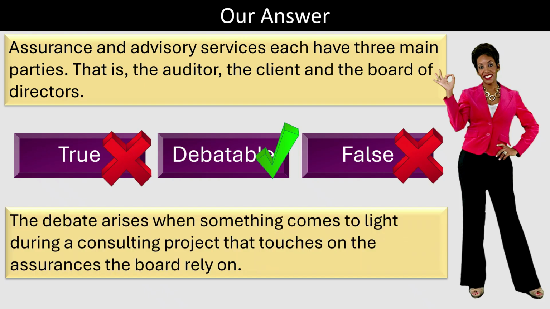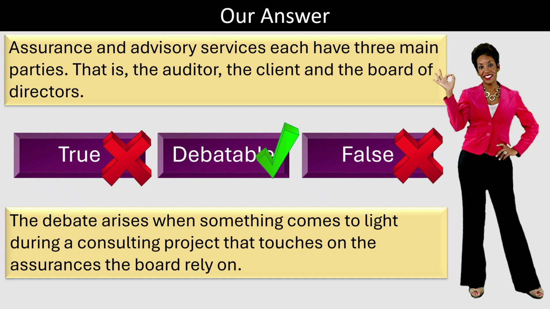Like many issues, there may be some debate involved. Assurance services have these 3 parties. On the other hand, it could be argued that the parties involved in advisory services may consist of just the auditor and the manager, that is, the client who commissioned the work.